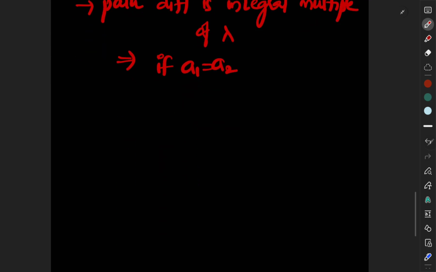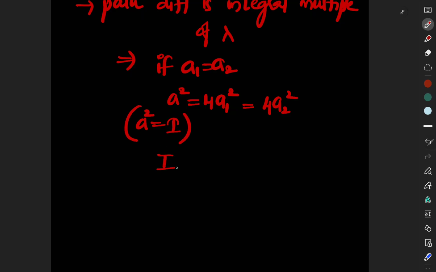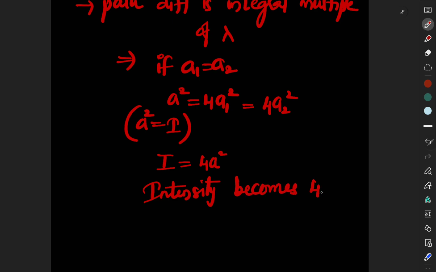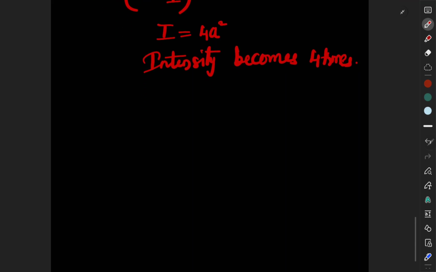That means if a1 is equal to a2, then this equation becomes a square is equal to 4 a1 square or 4 a2 square. That means what is happening? We know a square is equal to intensity, right? The square of the amplitude is intensity. So intensity is becoming 4 times more. You can write that point here: intensity becomes 4 times. I hope you understood.